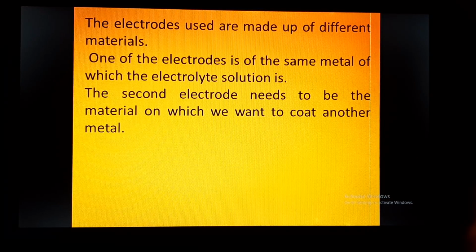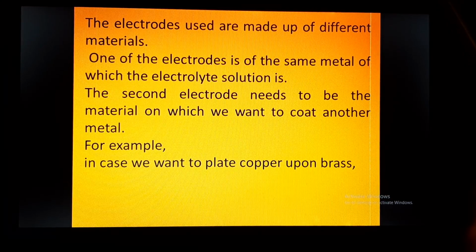So for example, if you want to plate gold on silver, what will we do? There will be two electrodes, one is gold, the other is silver. Why silver? Because we want to deposit gold on silver. Therefore silver is required and gold is required. Now the electrolytic solution will be of the metal that you want to deposit. Okay. So now two electrodes, one is silver, one is gold, and the electrolytic solution of gold.